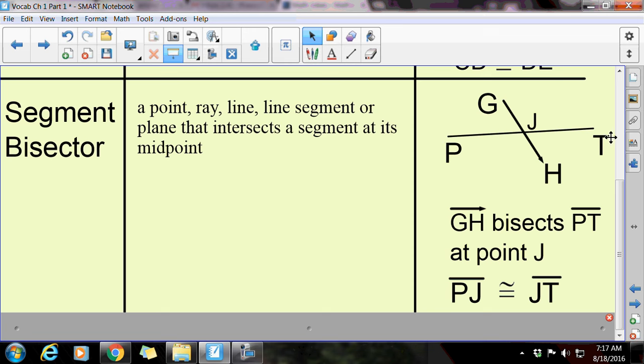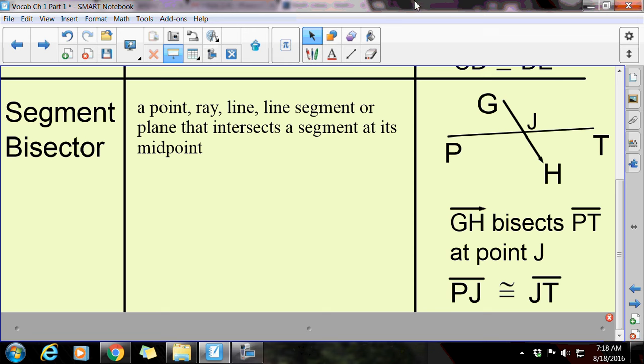So if I have line segment PT here, and I have GH as a ray, and that GH is going to intersect PT at point J, it is called a segment bisector if point J is the midpoint of PT. So if point J cuts PT in half, then it is called a segment bisector. And you can have a point that's a segment bisector, a ray, a line segment, or a plane. So anything here that comes and cuts PT in half is considered a segment bisector.